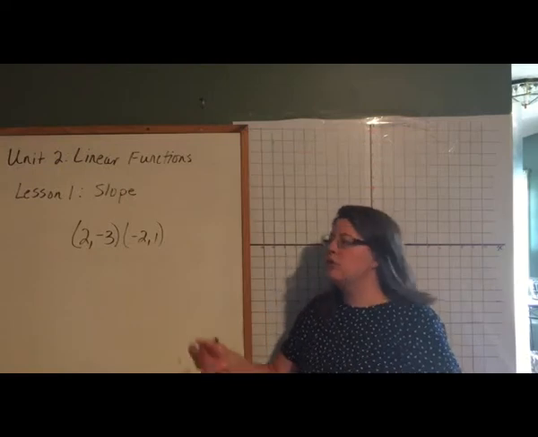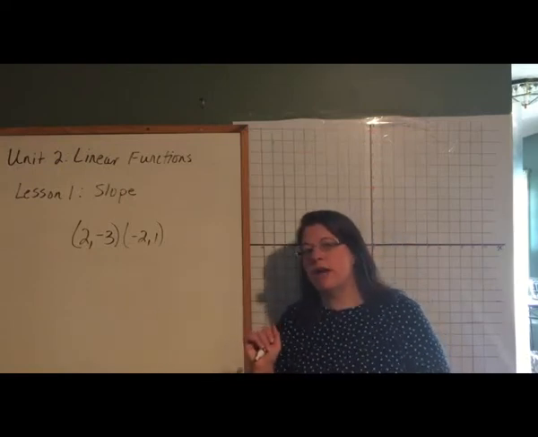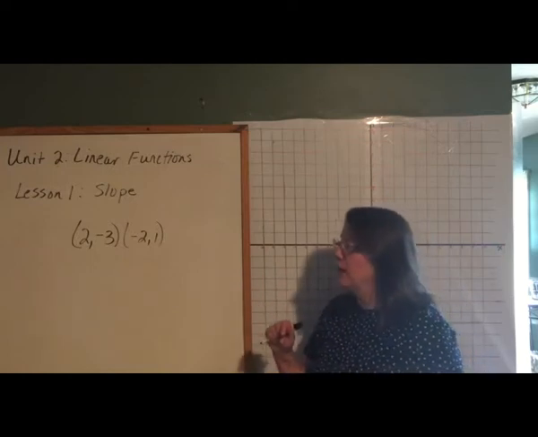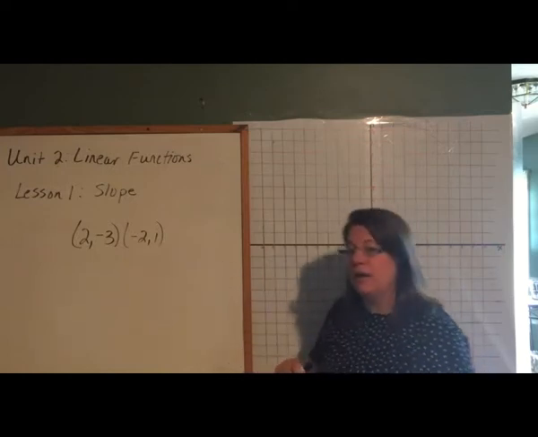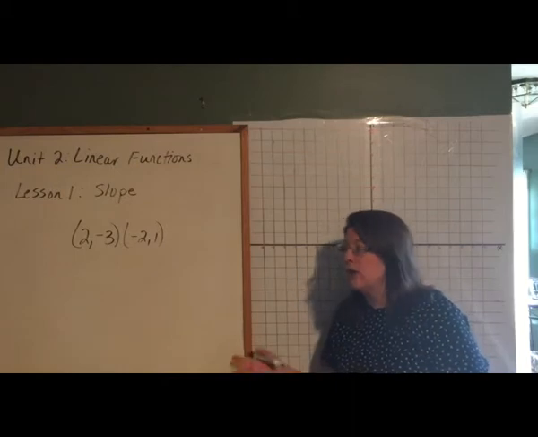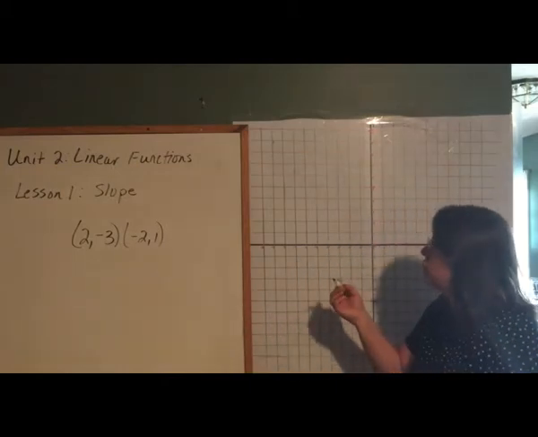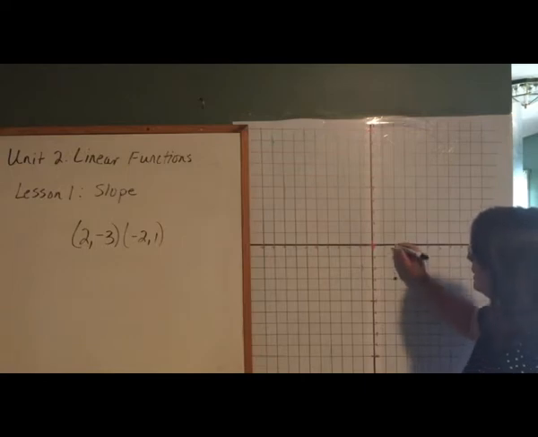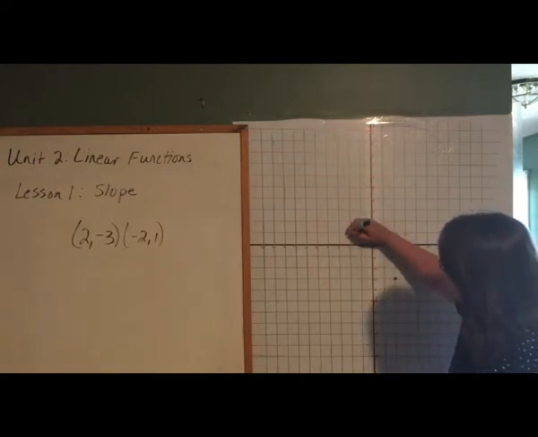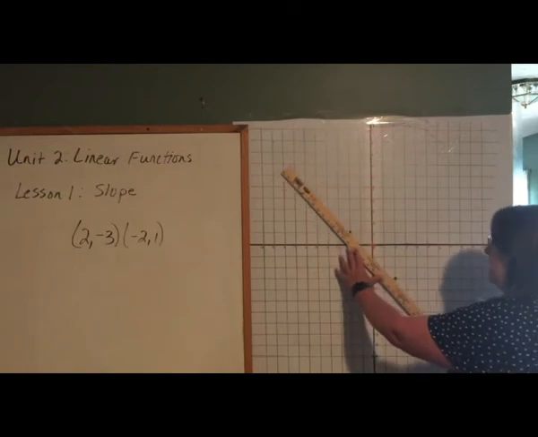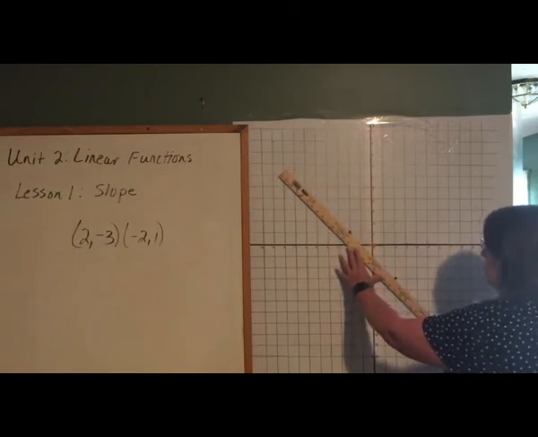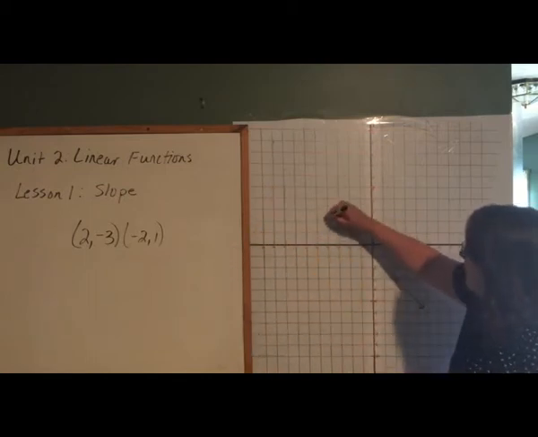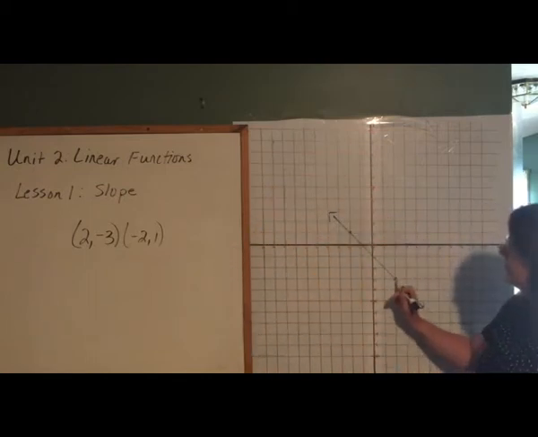Let's suppose they give us 2 ordered pairs instead of the graph of a line, and they ask us to find the slope. Well, if they give us 2 ordered pairs, we can always graph those ordered pairs and count rise over run just like we did in the last segment. So let's do that. If we go right 2, down 3, and left 2, up 1, and then we draw our line between those 2 ordered pairs, we can count the rise and the run from the bottom to the top.